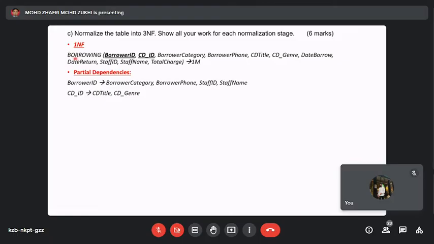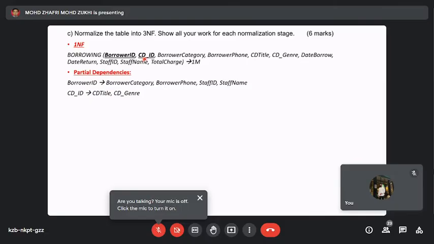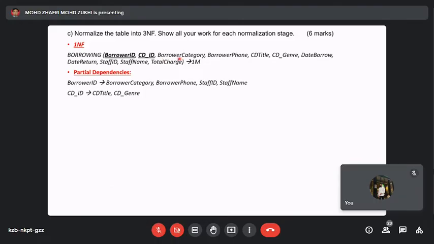So you put the borrowing, which is the bridge entity or bridge table, and then the first two you should put are the primary keys involved. So we know borrower ID and CD ID are the primary keys. The first two are the primary keys, and then you underline them as a symbol that these two keys are the primary keys, followed by the rest of the attributes. So this is the first normalization form. Remember, you must write the bridge entity first. So this is the bridge entity.